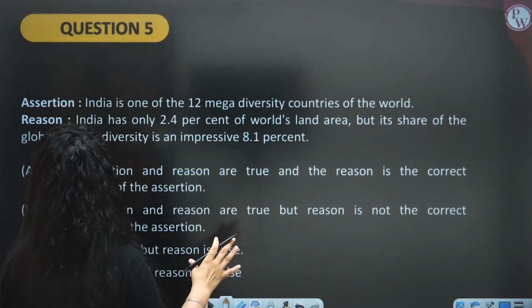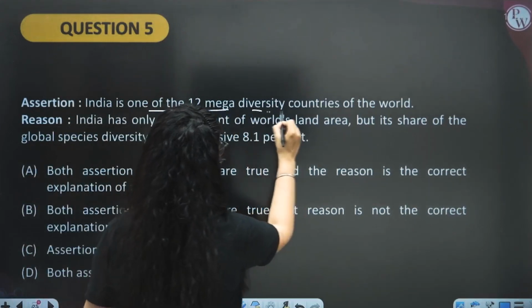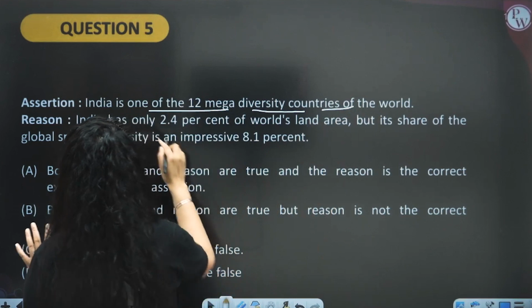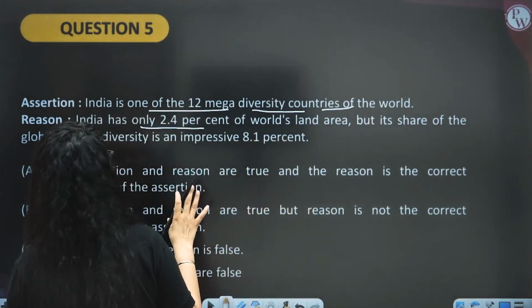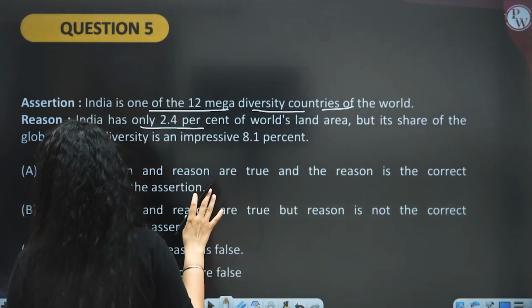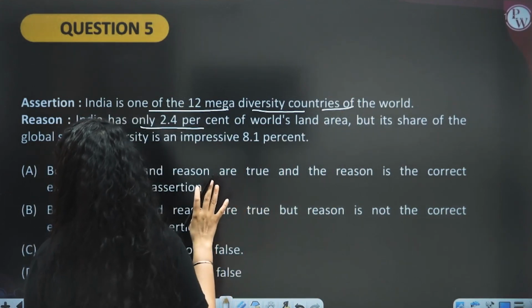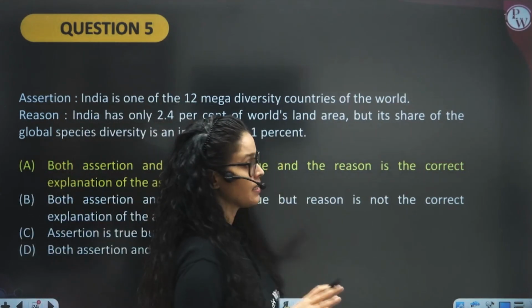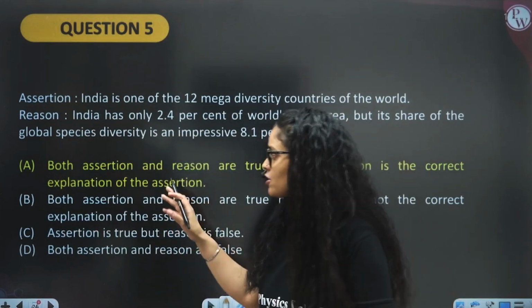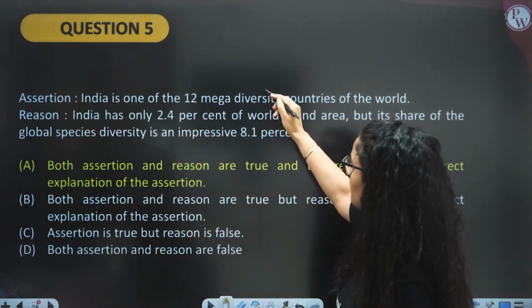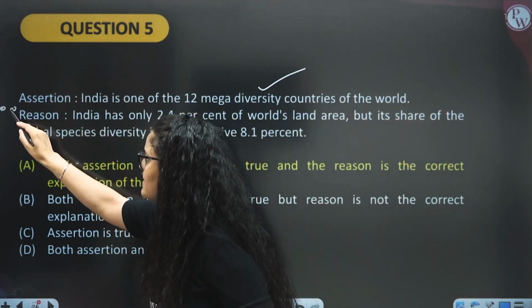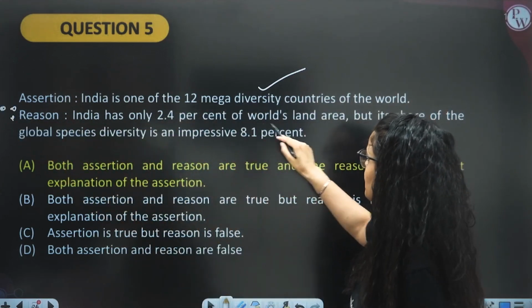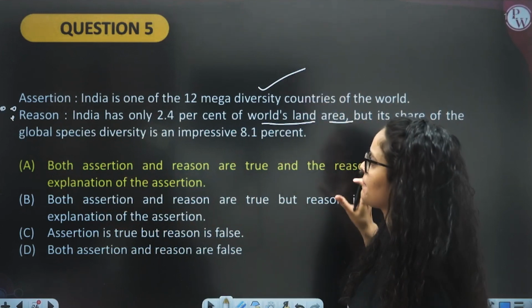Now question number 5. India is one of the 12 mega biodiversity countries of the world. India has 2.4% of the world's land area, but its share of the global species diversity is an impressive 8.1%. So, bacha, this question is from the conservation and ecology chapter, right? India is a mega diversity country, very true. Because what is the reason? Because India has 2.4% of the world's land area.